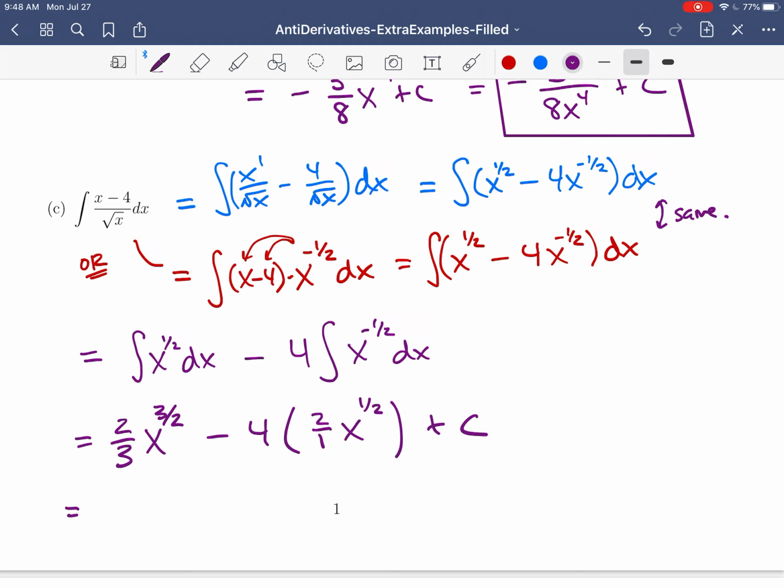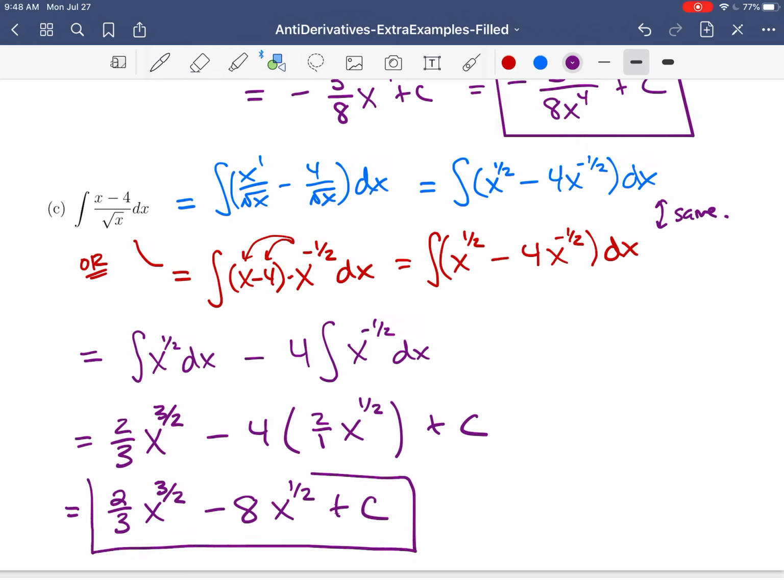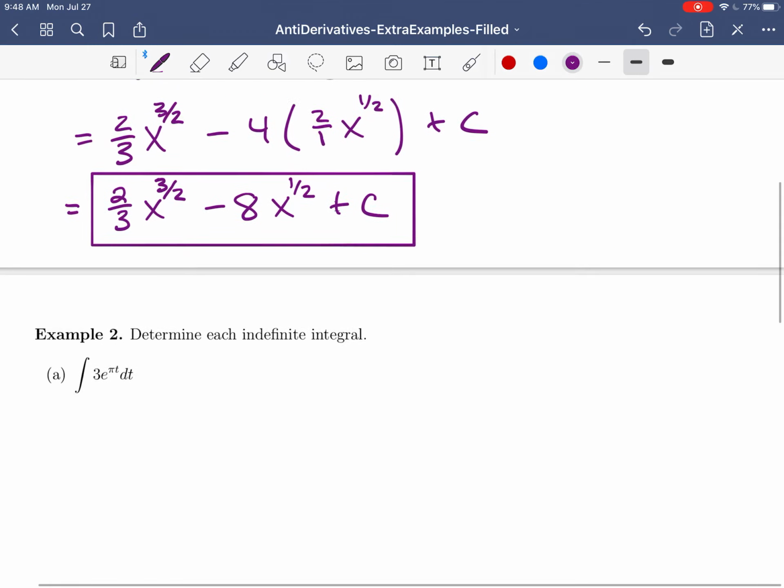And then if I just rewrite this, it's 2/3 x to the 3/2 minus 8 x to the 1/2, plus c. So this would be my family of antiderivatives. Okay, let's try some more.